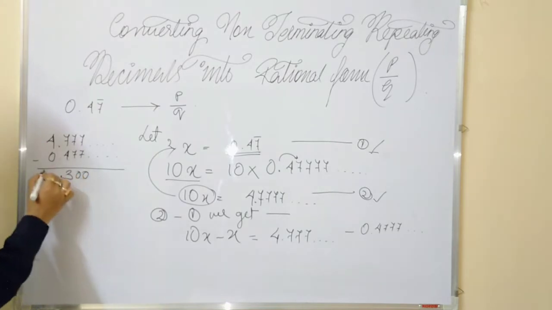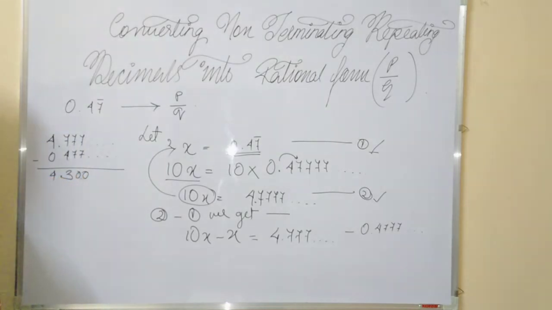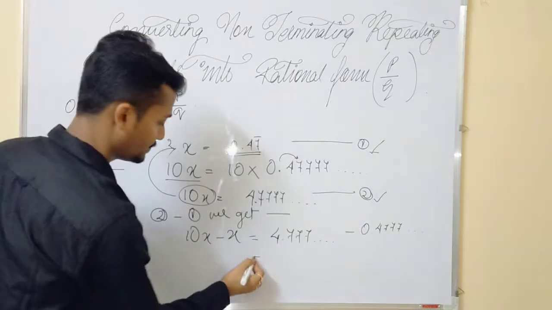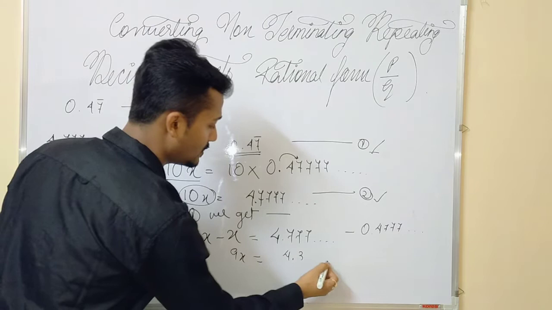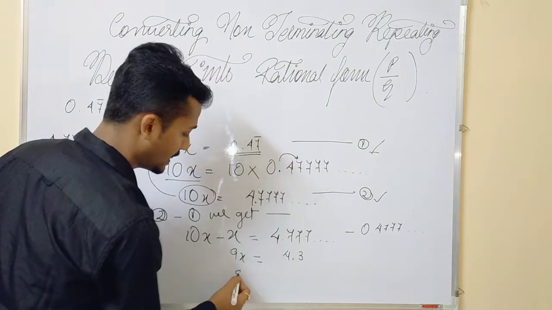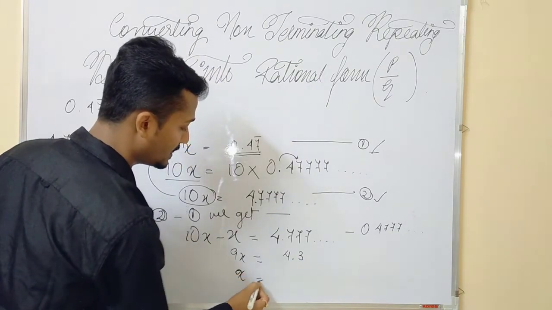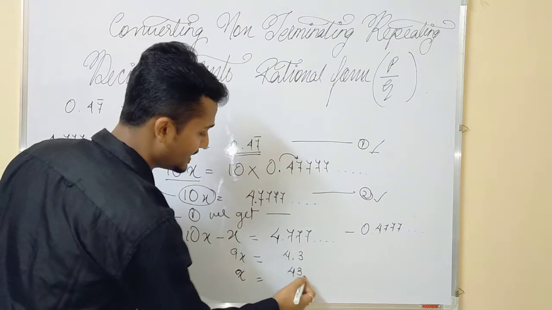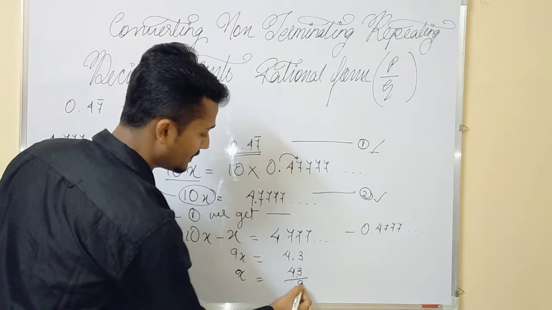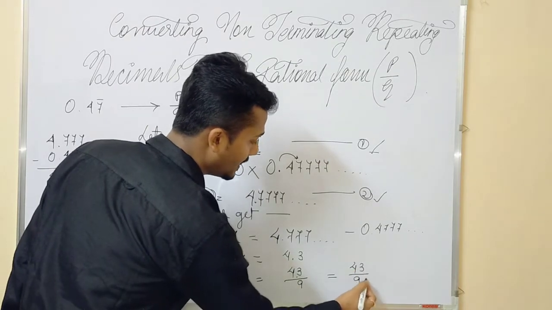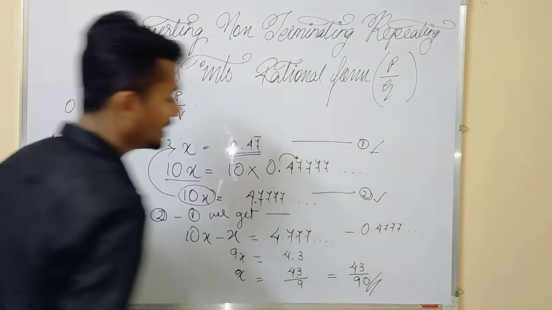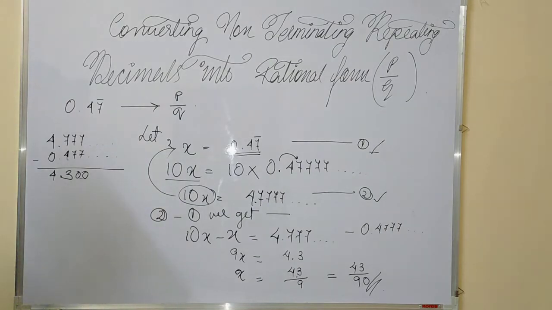4.300. 9x is equal to 4.3. So x is equal to 4.3 divided by 9, which is equal to 43 by 90. Is that clear? Do it.